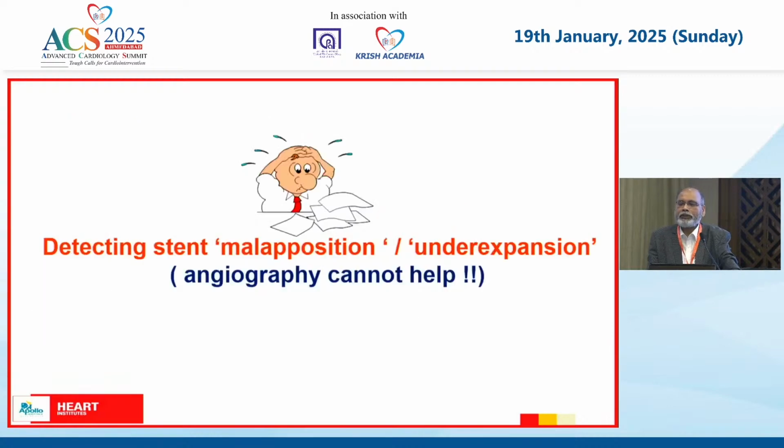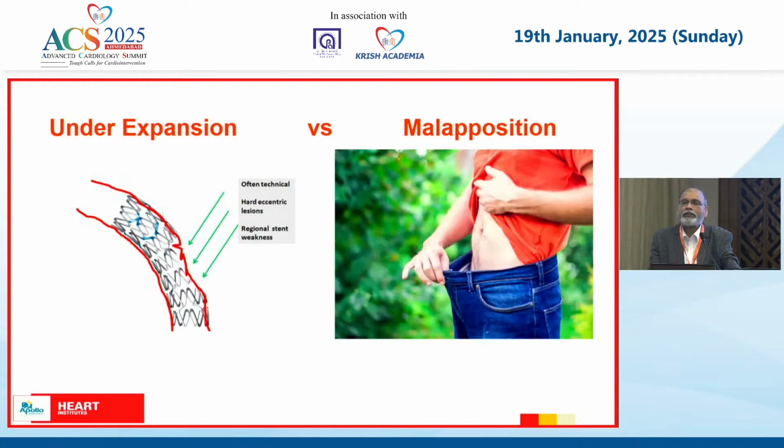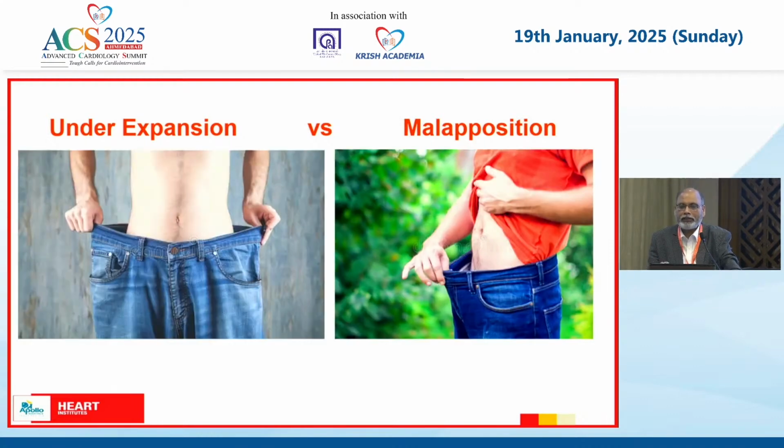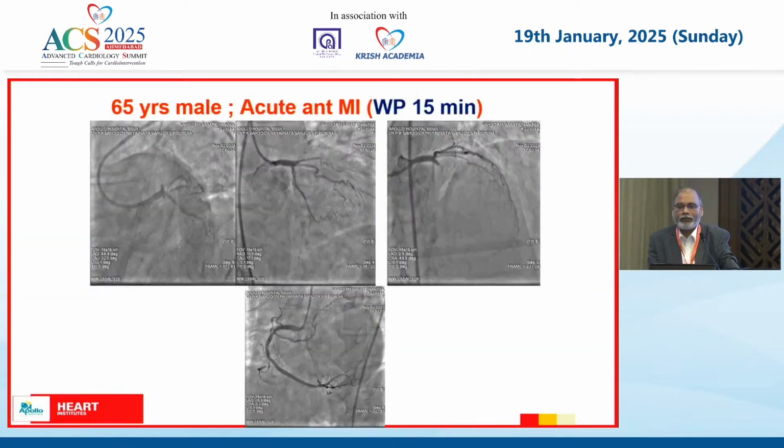Now, malapposition and under expansion, angiography cannot help. Malapposition is when the struts are beyond 200 microns, and an under expanded stent is a stent which does not expand in a hard, eccentric lesion. Very simple. This is malapposition and this is under expansion. So you have to differentiate between these two. What is malapposition, what is under expansion, and OCT helps in that. I'll show you an example.